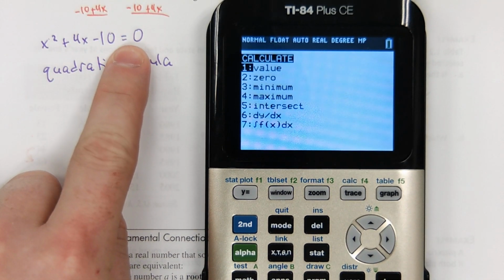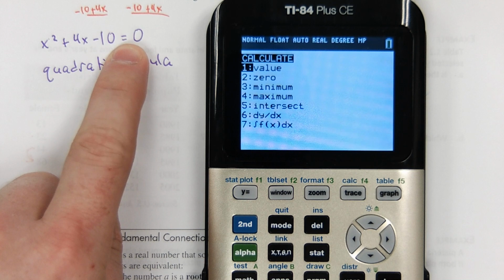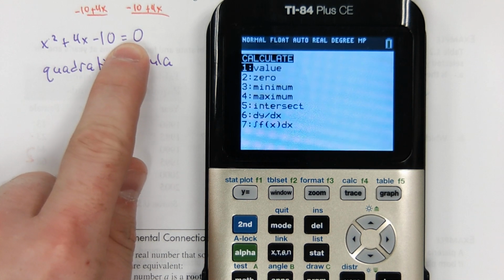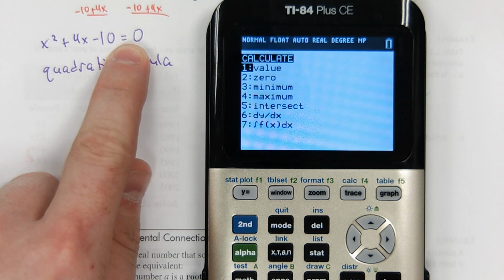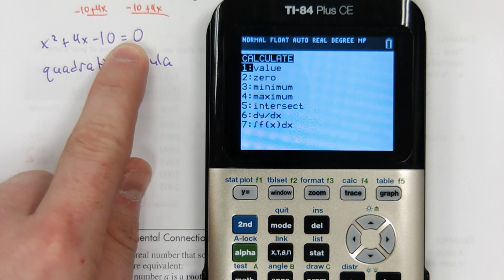Mr. M, why didn't you just do this then and ask where it crosses the x-axis? Because I find that figuring out where graphs cross the x-axis is slow. It's a lot of button clicks. I just don't like to mess with it. When you have to, I'm going to tell you a way around it.